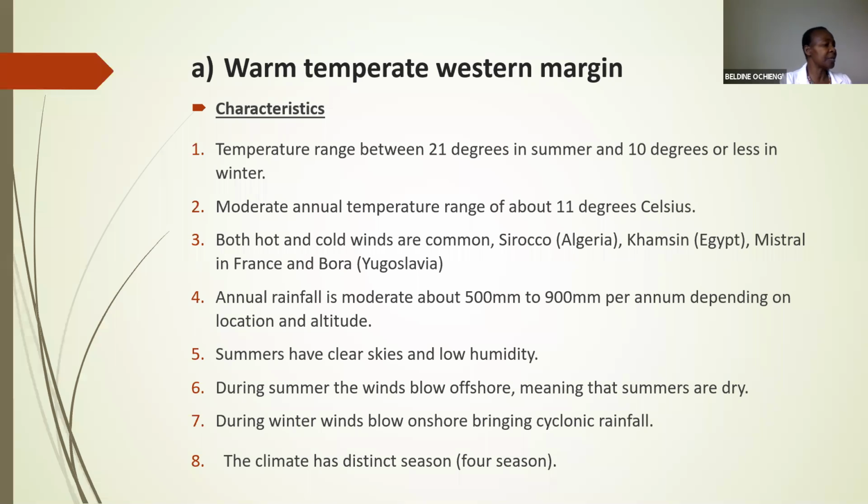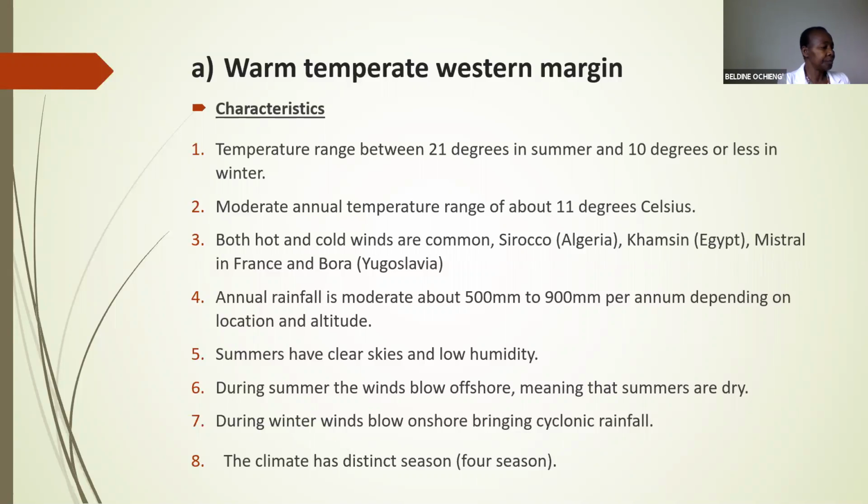Annual rainfall is moderate, about 500 millimeters to 900 millimeters per annum, varying depending on the location and altitude of the place. Summers have clear skies and low humidity. During summer, the winds blow offshore, meaning that summers are dry. When it is offshore, from the land, there are dry winds, no rain.